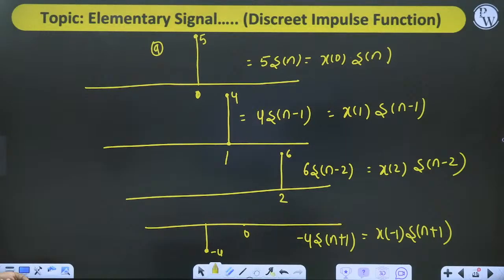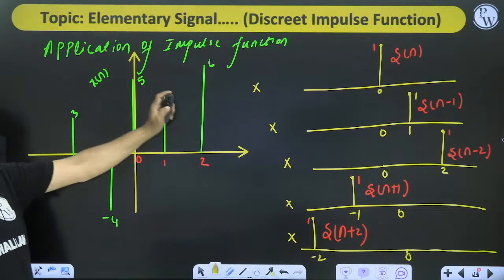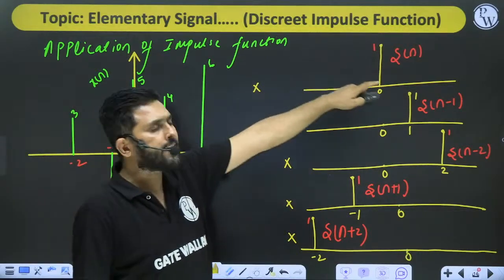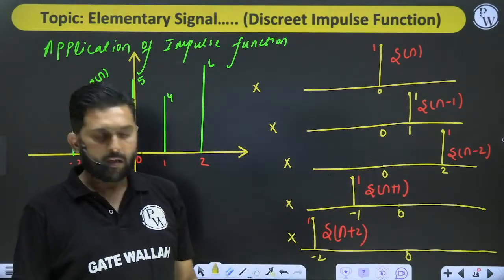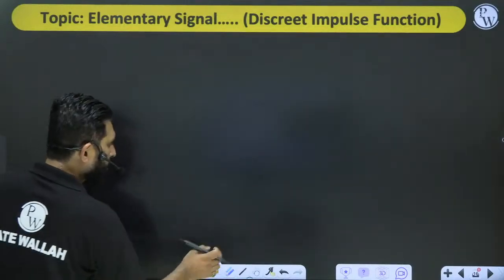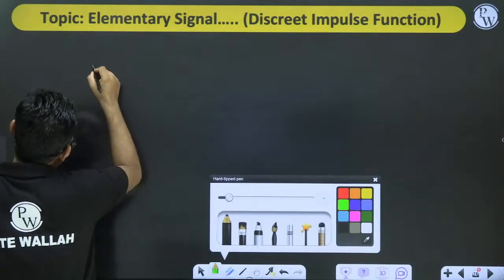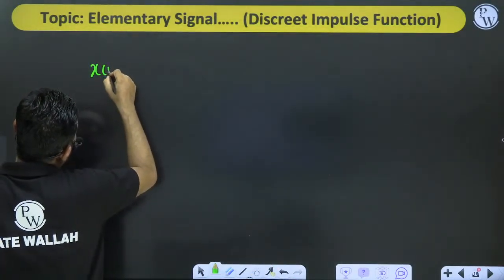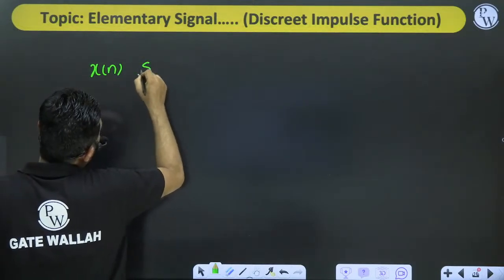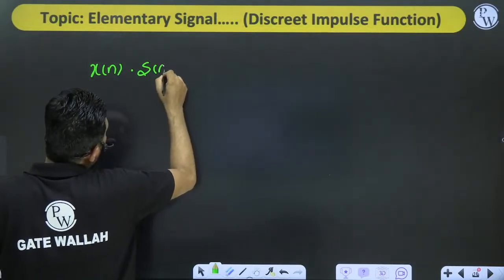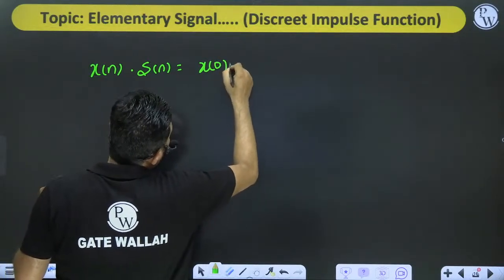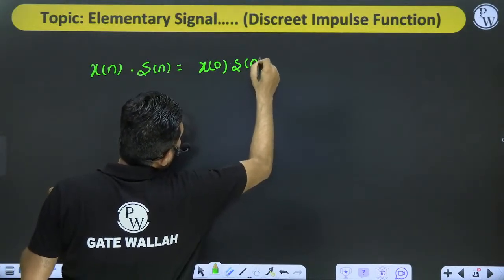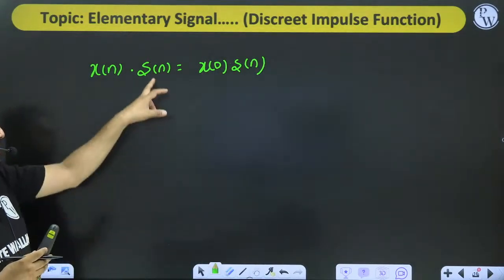This means that if this is xn multiplied by delta n minus 1, delta n minus 2, the same value you will get here. So let's generalize it. I have xn multiplied by delta n. The result would be x0 times delta n, because the impulse is present at n equal to 0.